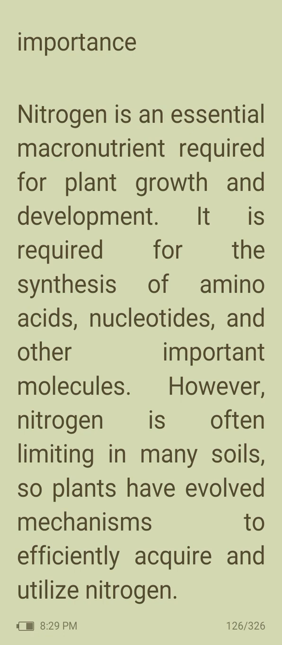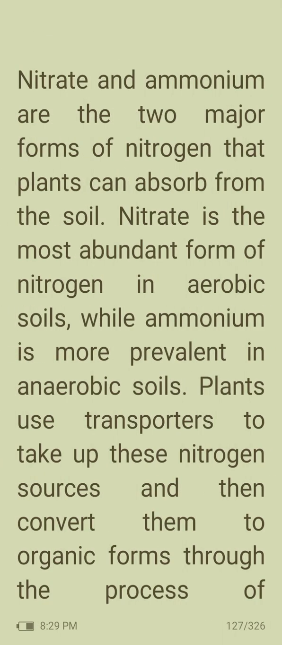Nitrogen is an essential macronutrient required for plant growth and development. It is required for the synthesis of amino acids, nucleotides, and other important molecules. However, nitrogen is often limiting in many soils, so plants have evolved mechanisms to efficiently acquire and utilize nitrogen. Nitrate and ammonium are the two major forms of nitrogen that plants can absorb from the soil. Nitrate is the most abundant form of nitrogen in aerobic soils, while ammonium is more prevalent in anaerobic soils.